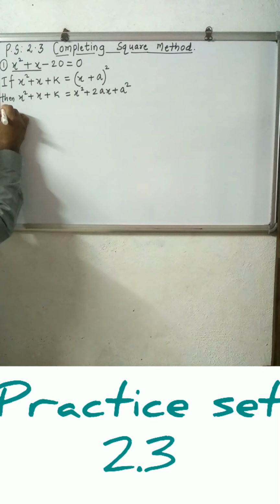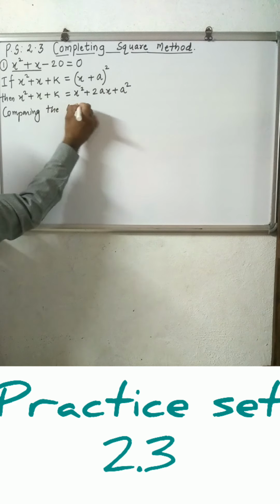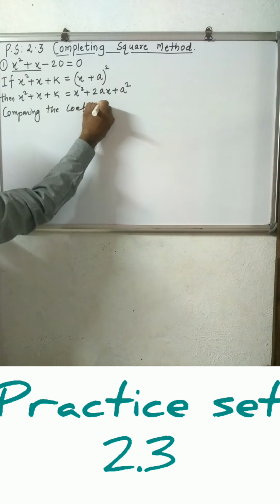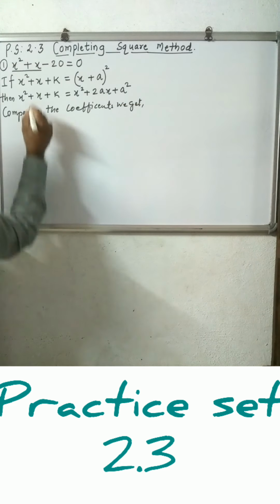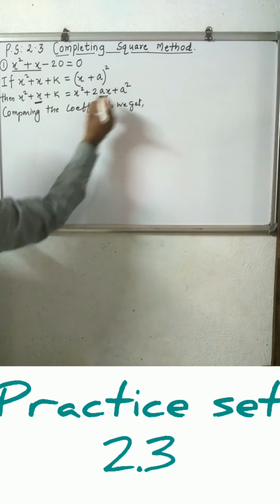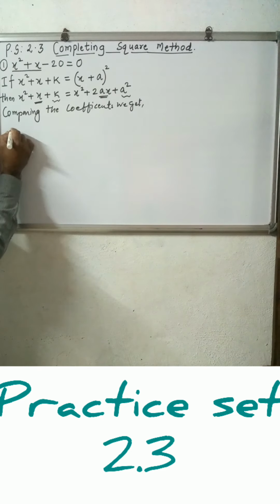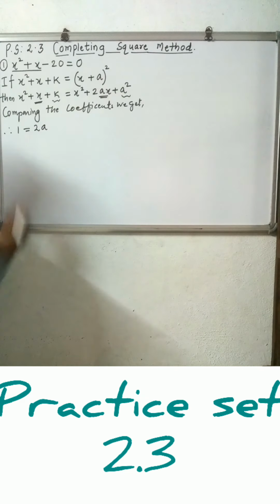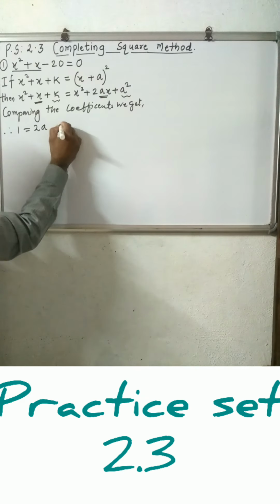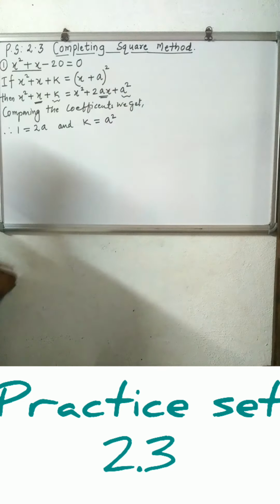Now comparing the coefficient of equality, we get coefficient of x and this is constant term. So here coefficient of x is 1 is equal to 2a. Here coefficient of x is 2a, and constant term k is equal to a square.